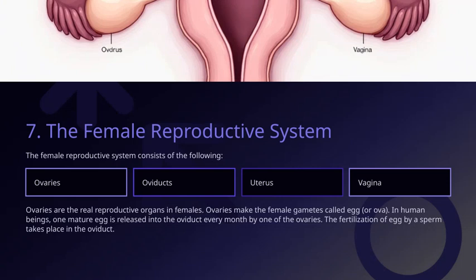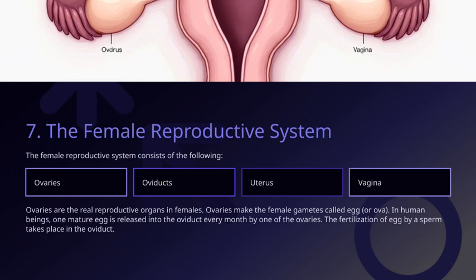Let's take a closer look at the female reproductive system. The main organs involved are the ovaries, the oviducts, the uterus, and the vagina. Starting with the ovaries, these are the key reproductive organs in females. They have a crucial role because they produce the female gametes, which we call eggs or ova. Each month, typically one mature egg is released from one of the ovaries into the oviduct.